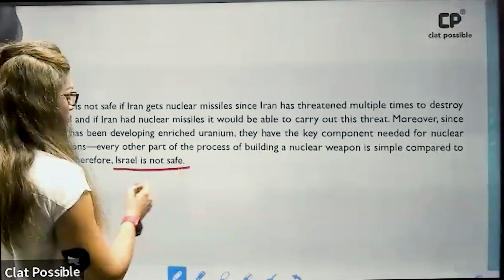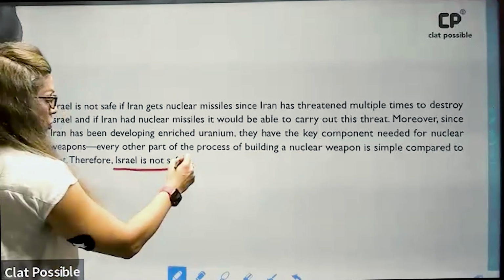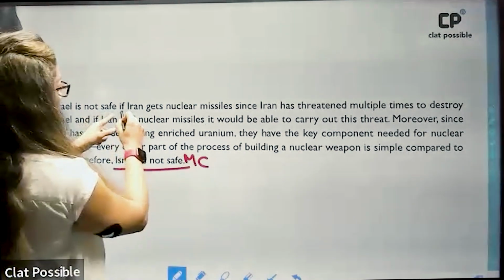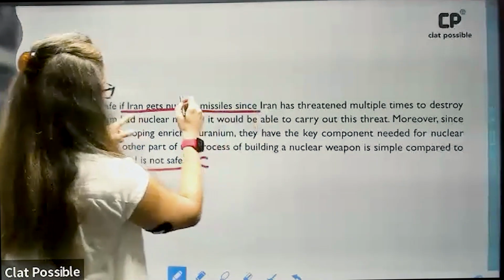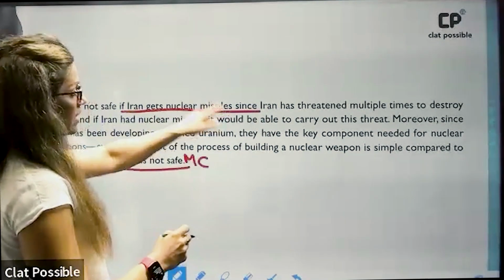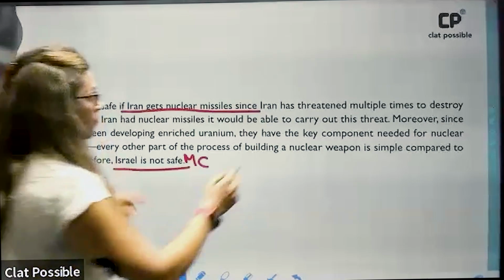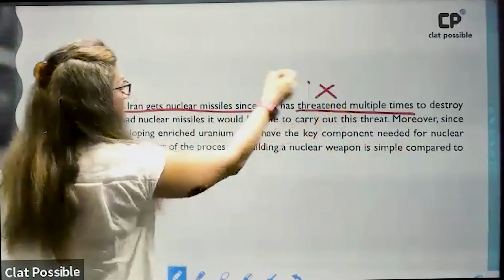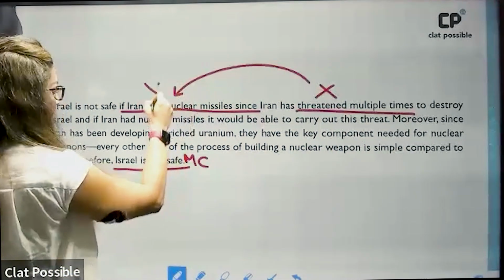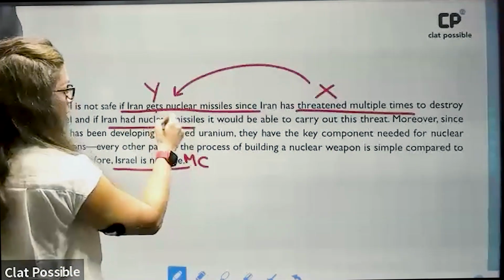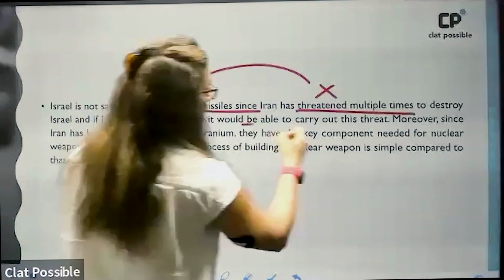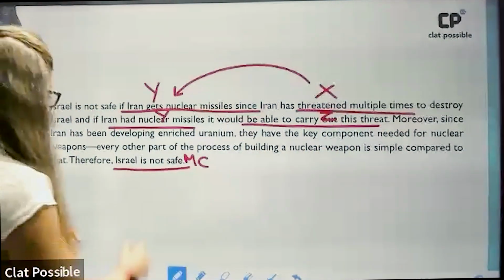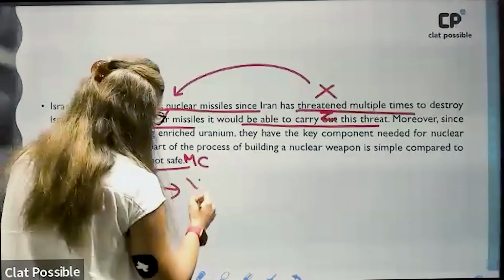Israel is not safe is the final conclusion, right? So this is the main conclusion. Why is Israel not safe? Because if Iran gets the missiles, since Iran has threatened many times, so this is X, Iran has threatened, and if Iran gets the missiles, this is Y. Y is rewritten, it will be able to carry out the threat. This is, let's call it Z. So X leads to Y leads to Z.